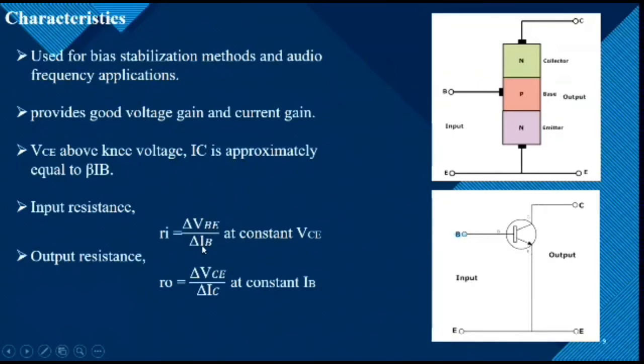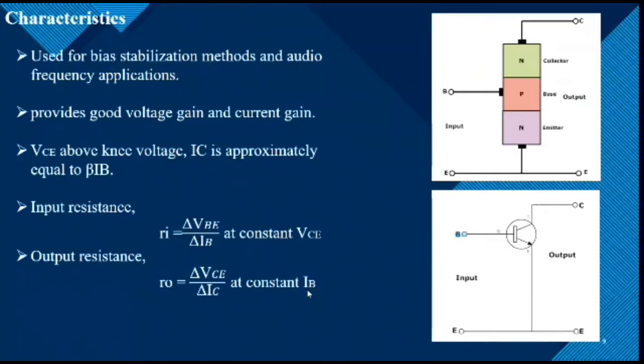The output resistance RO is the ratio of change in the collector-emitter voltage to the change in the collector current at constant base current IB. As the output resistance of the CE circuit is less than that of the CB circuit, this configuration is usually used for bias stabilization methods and audio frequency applications.